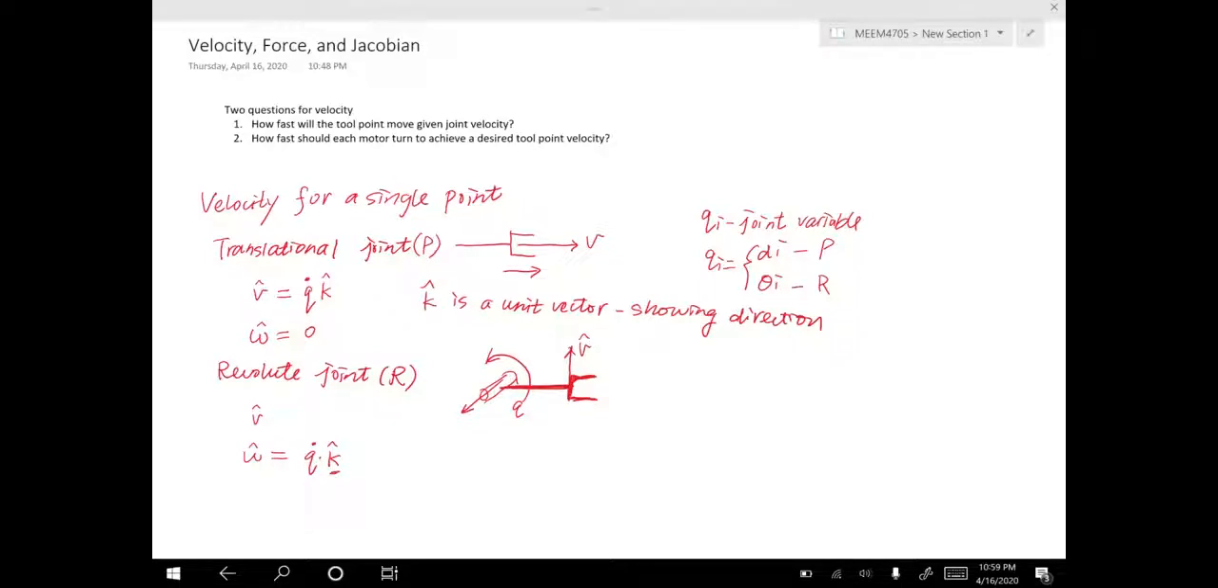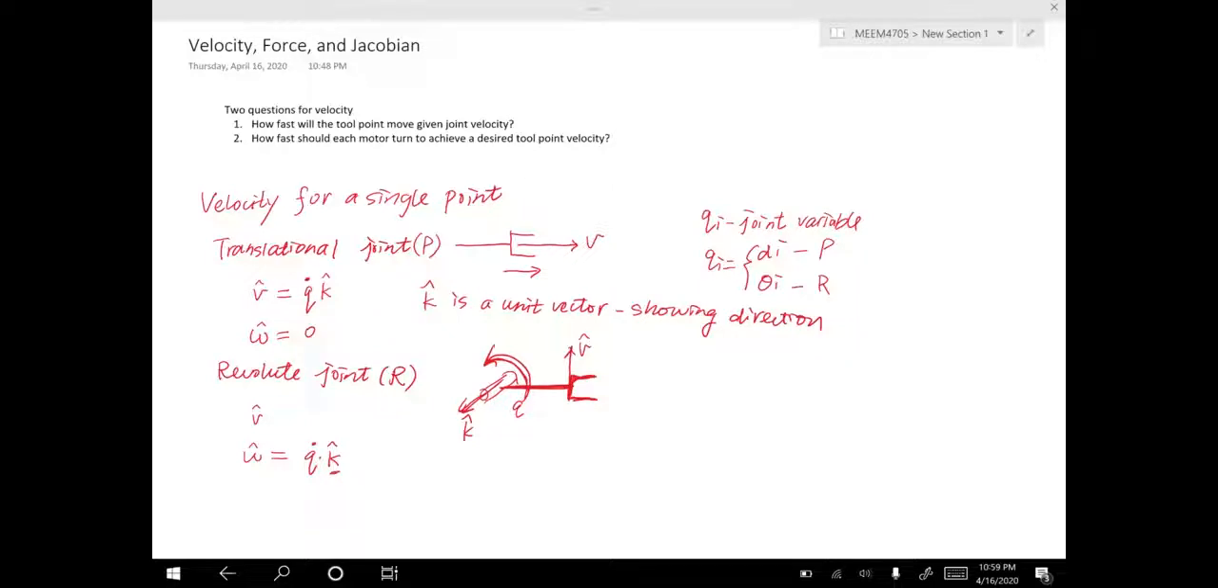Then what is k in this case? By definition, if this is a turning, then the rotating axis, using the right-hand rule, gives the unit vector, and it shows the direction.